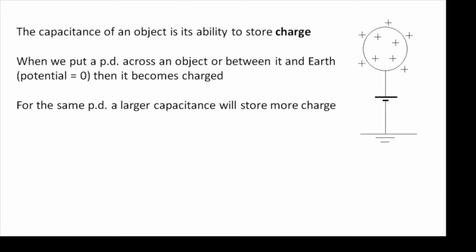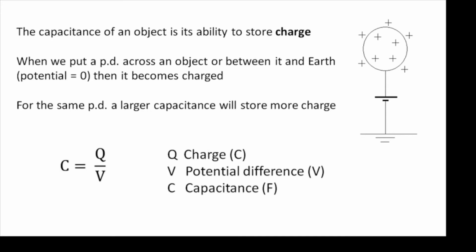Most objects can store charge. Imagine the ball of a Van de Graaff generator becoming charged. When we put a voltage across an object, or there's a voltage between an object and earth, then it becomes charged. For the same voltage, if something has a larger capacitance, then it will store more charge. In the case of a big metal ball, the size of the ball will be the thing which determines its capacitance more than anything.